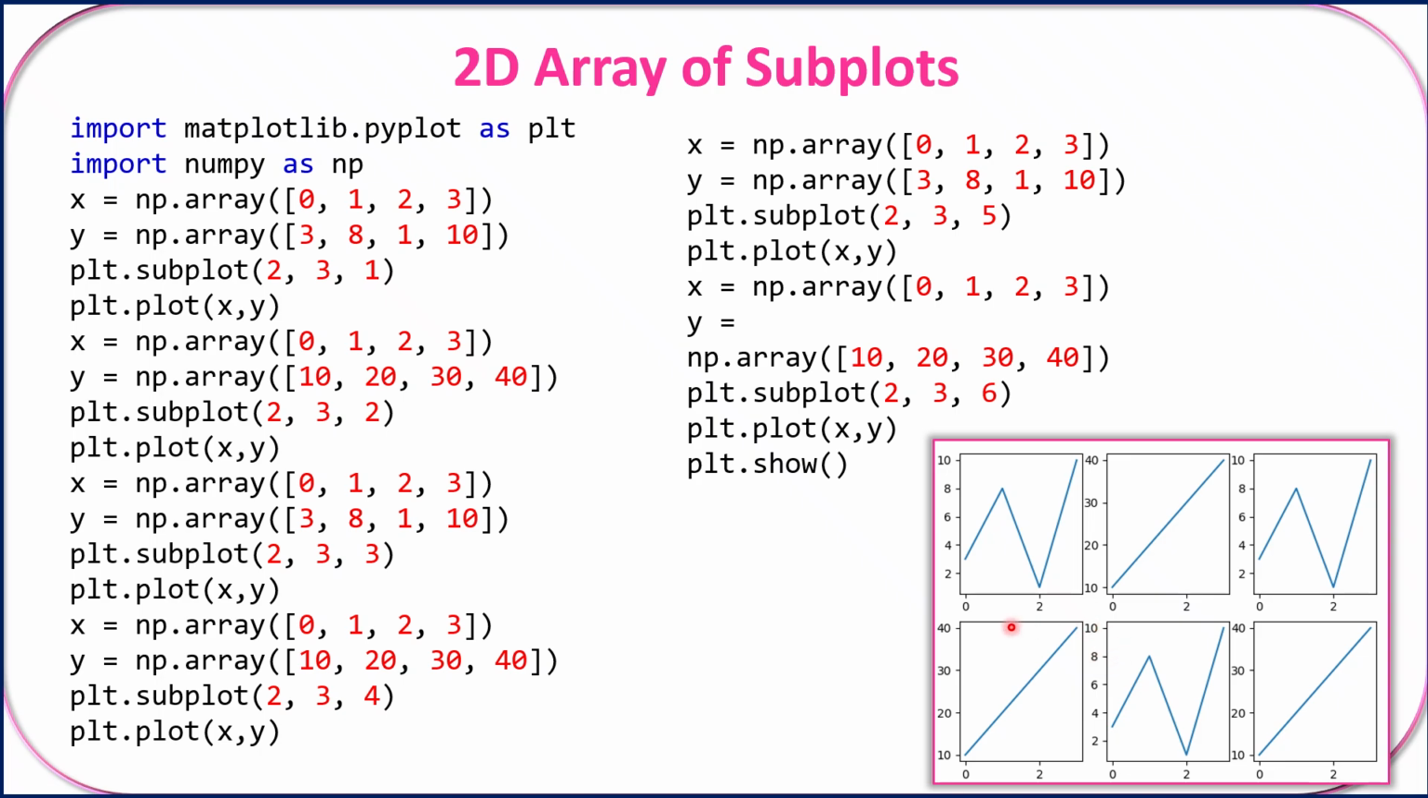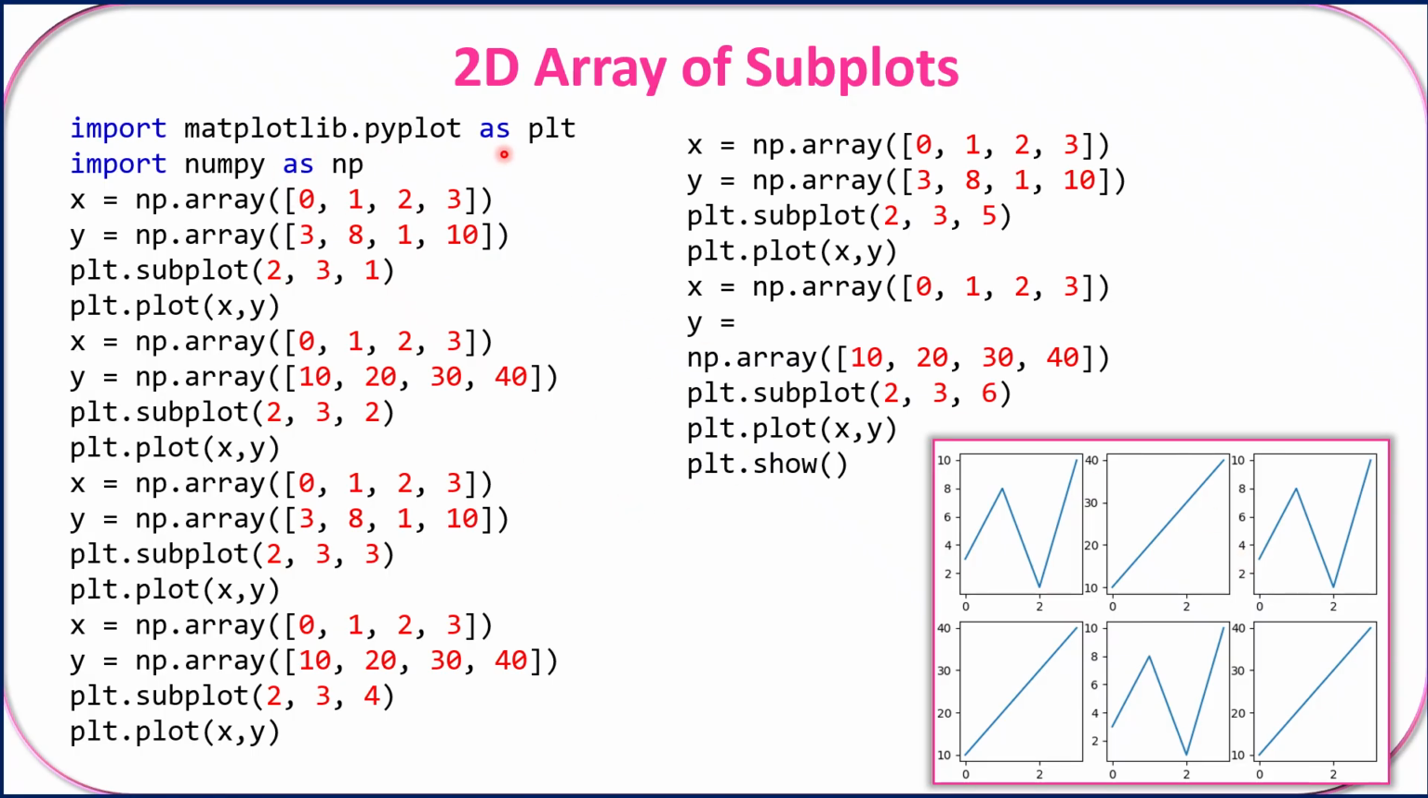So first I'll have this part. So in the first row, with 2 rows, 3 columns, I put it as 1, 2 and 3, and this second row as 4, 5 and 6, representing that I want it to be placed like this. So this is the 2D array of subplots. But these are the values.